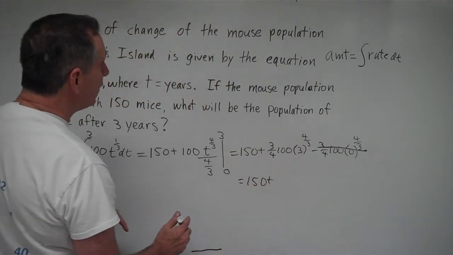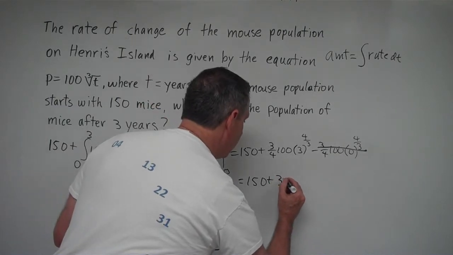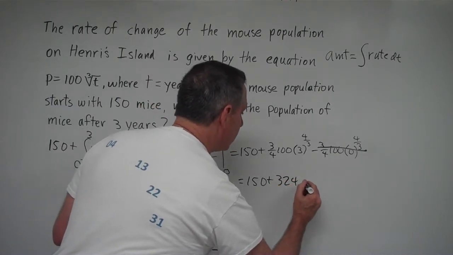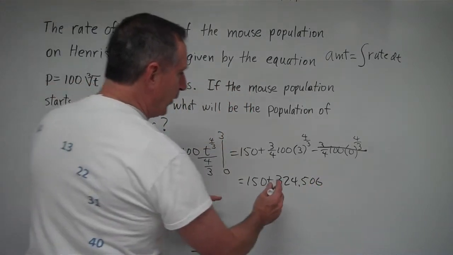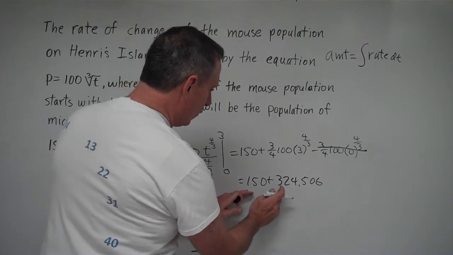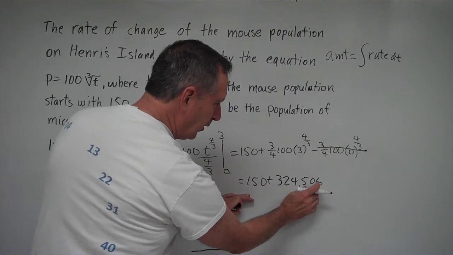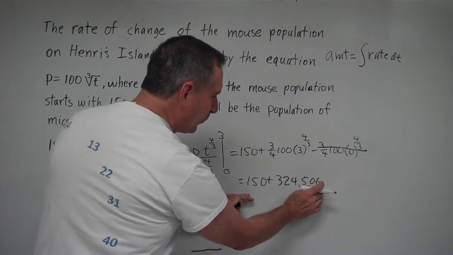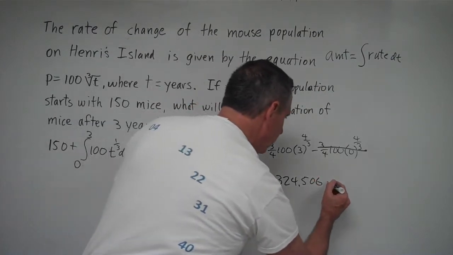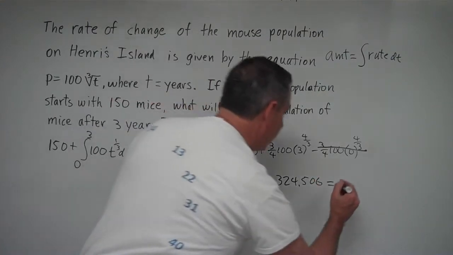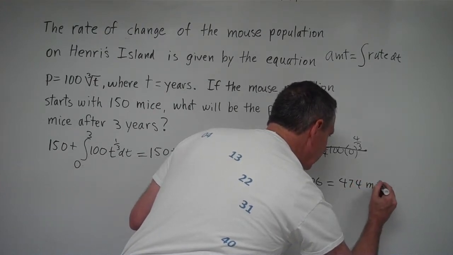I worked this out on the calculator earlier, and that's going to be 324.506. And for population, we're going to have to do what? We're going to have to round down. So we're not going to be counting this extra 0.506 as a complete mouse, even though the amount is over the halfway point. So we're going to end up with 474 mice after 3 years.